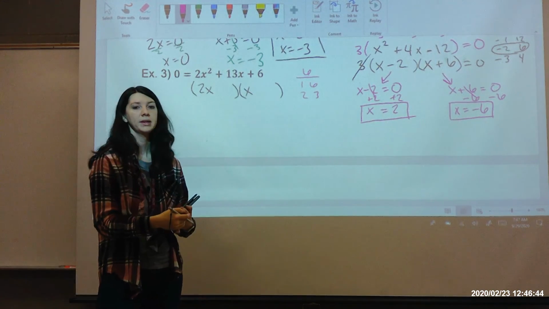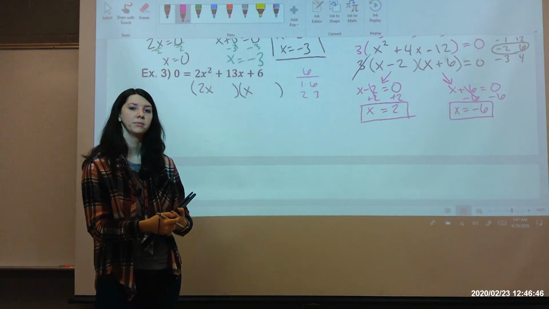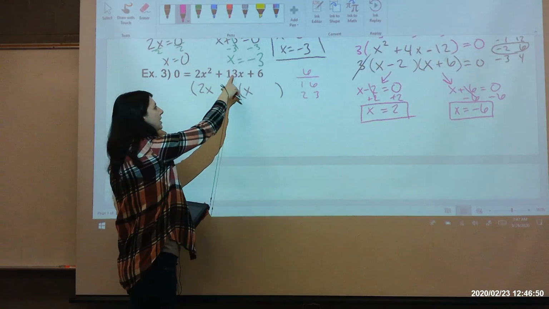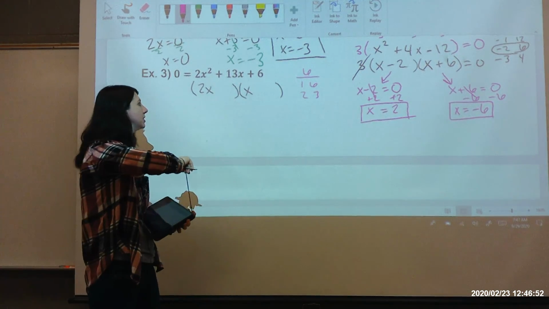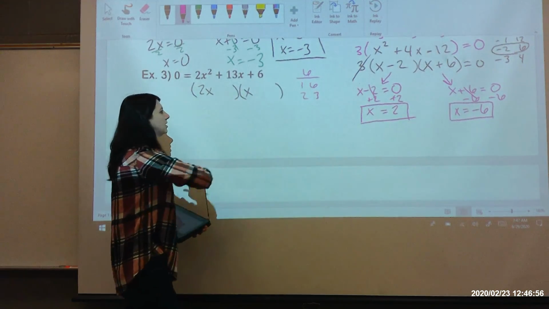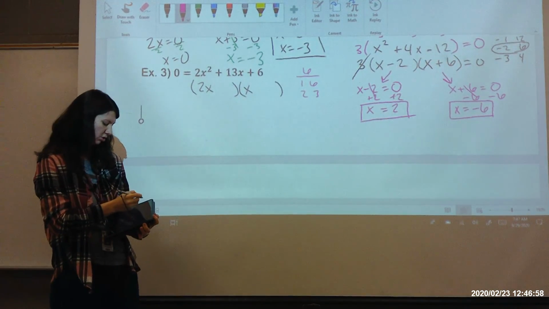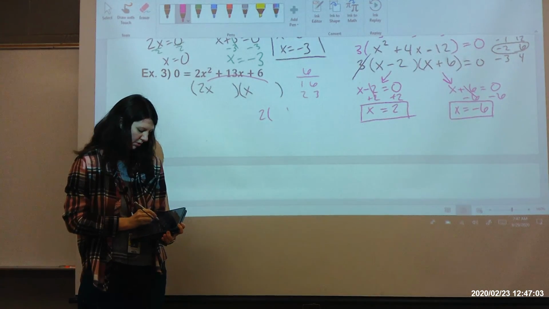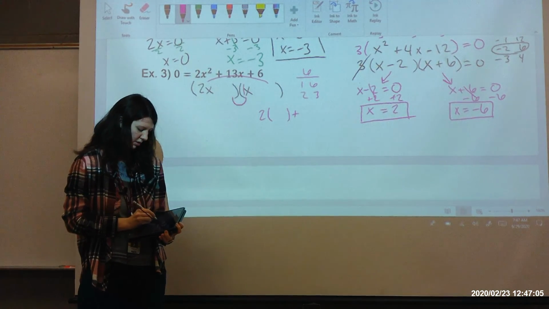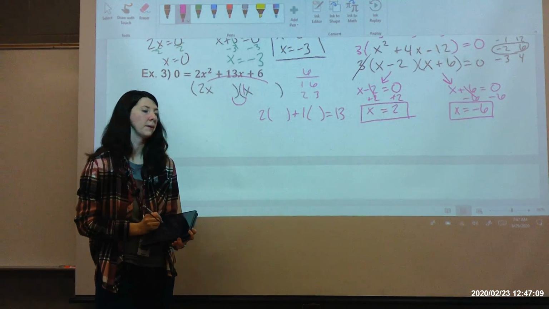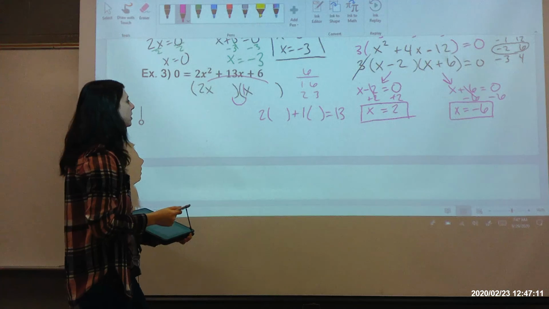Okay, so do I need my 1 and 6 or my 2 and 3? I need to multiply to get a 13. So remember how we did this, okay? It was 2 times this number plus a 1 times this number to give us that 13. So I'm going to write that sentence out, right? 2 times a number plus a 1 times a number had to equal my middle term, 13. Okay? So we can try this out.